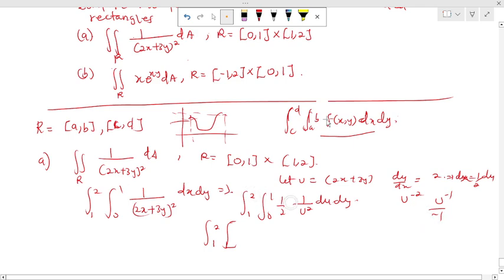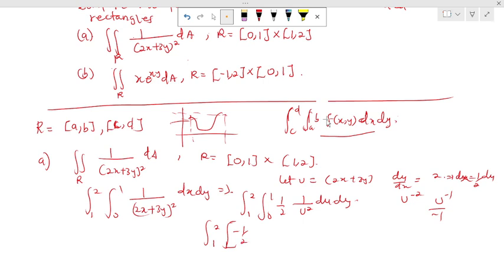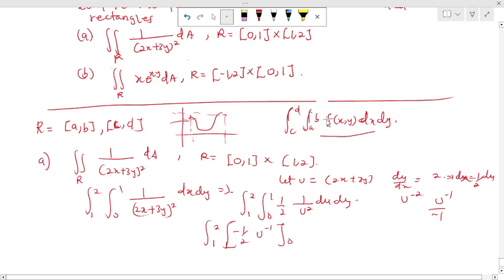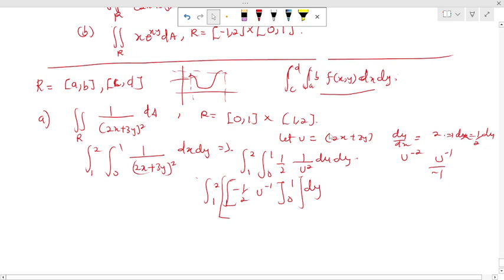So the negative 1 will affect our half here, making negative half u to the power negative 1, right? Then you introduce your limit 0 to 1, then you bring the y out. So as simple as that. So we are done with our first integral. We only have to make the substitution.